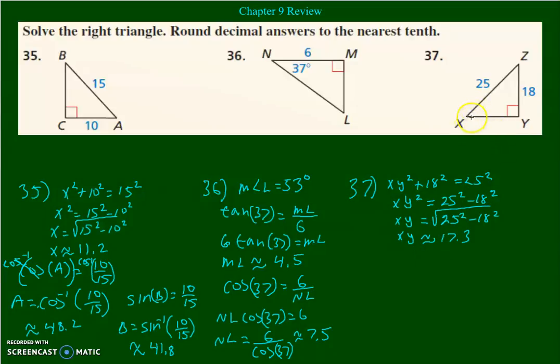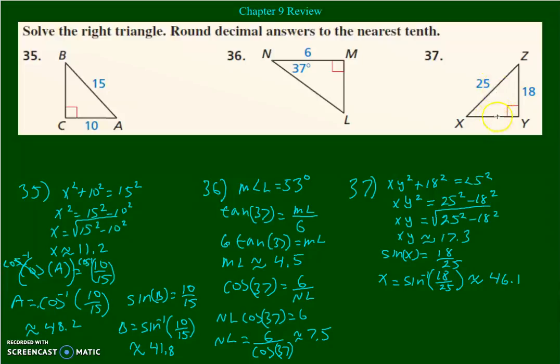Now, we're going to find x, some old horse. We can use sine to find angle x. Sine x equals old horse, 18 over 25. Take the arc sine of both sides. x equals arc sine of 18 over 25, which is approximately 46.1.